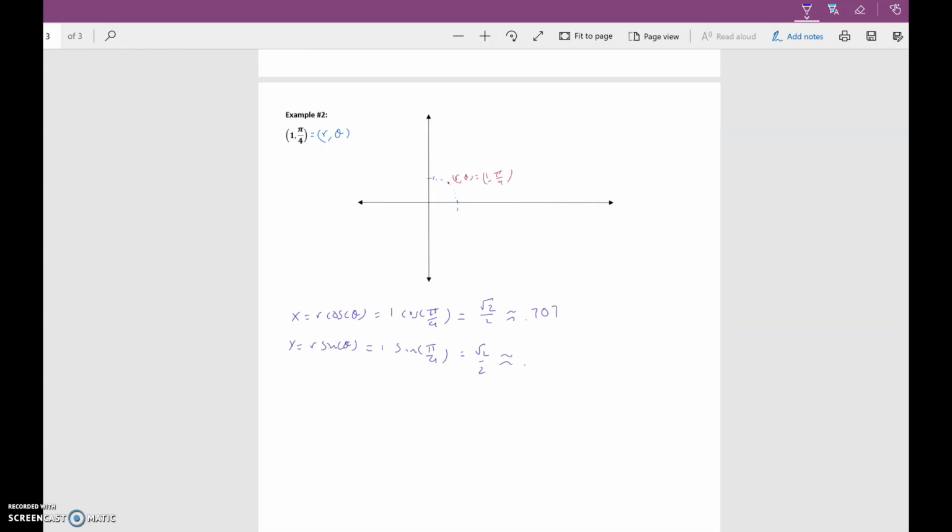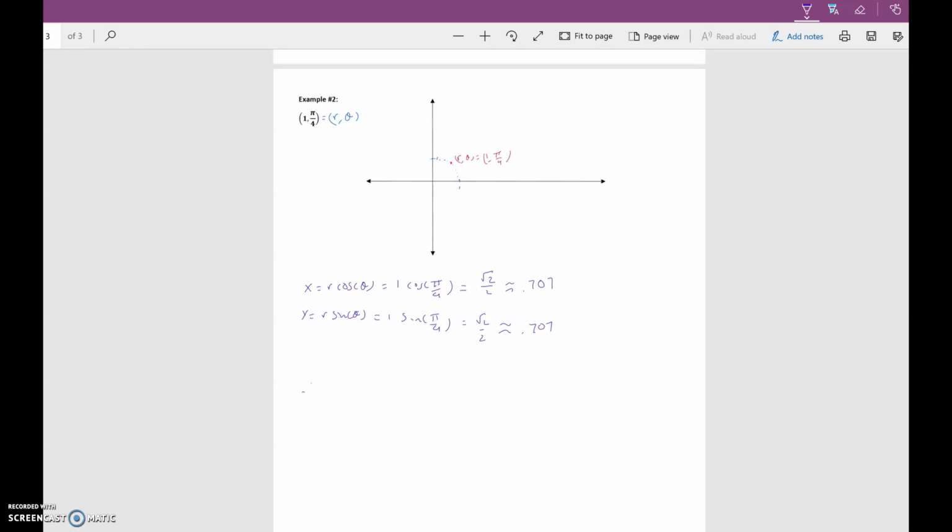0.707 and 0.707. So our final solution is that in r comma theta, or in this case 1 comma pi over 4, this is the same as x and y, which happens to be square root of 2 over 2 comma square root of 2 over 2, which approximately is 0.707 comma 0.707.